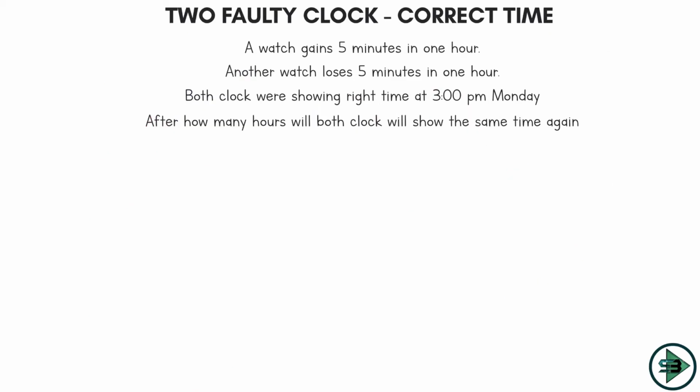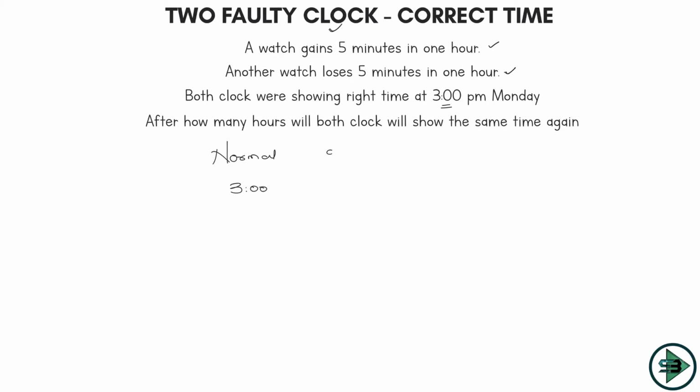So after one faulty clock showing the correct time, let's take now two faulty clocks. So instead of one faulty clock, you have two faulty clocks, and I'm asking you when will they show the right time again. So a watch gains 5 minutes in every 1 hour, a gaining clock, and another watch loses 5 minutes in every 1 hour, so it's a losing clock. Both the clocks were showing the right time at 3 p.m. Monday, which means if I compare them with the normal clock, which I always do, the time that was set was 3 p.m.